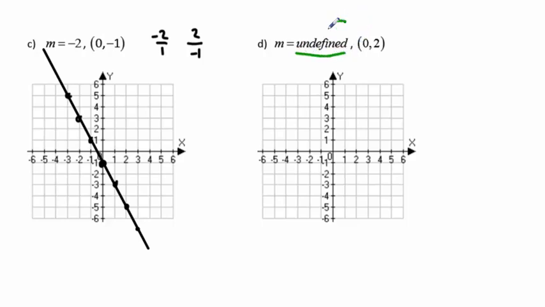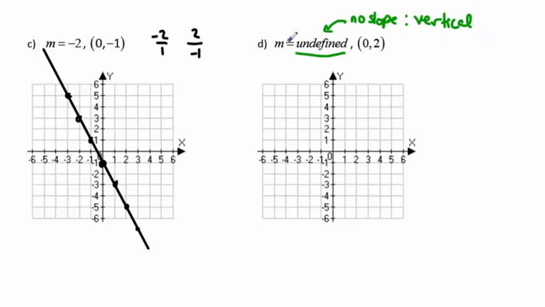For part D, we're going to need to remember what it means for the slope to be undefined. The slope meaning undefined is the same thing as there being no slope at all. And if there's no slope at all, this line must be a vertical line. So we read and interpret that slope of undefined or no slope as being vertical.